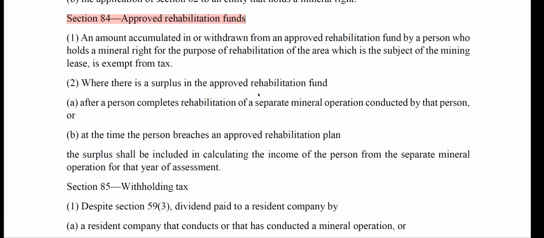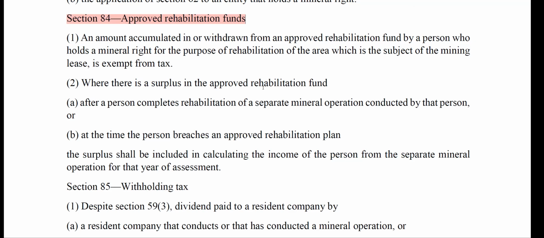Quickly, we have approved rehabilitation funds. An amount accumulated in or withdrawn from an approved rehabilitation fund by a person who holds a mineral right for the purposes of rehabilitation of the area which is the subject of the mining lease is exempt from tax. Okay, so usually when you set up a fund for rehabilitation, whether you accumulate or withdraw from it, it's exempt from tax. But it's only taxed when there's a surplus in the fund.